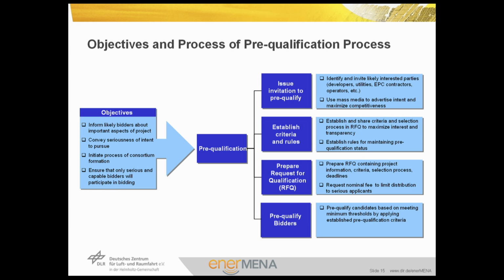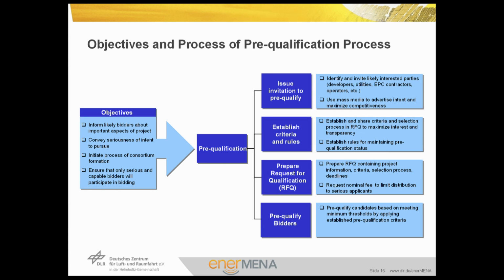So the objectives of the pre-qualification process are to inform likely bidders about important aspects of the project, to convey seriousness of intent to pursue, to initiate process of consortium formation, and to ensure that only serious and capable bidders will participate in the bidding. The steps are done normally by issuing of invitation to pre-qualify, here to identify and invite likely interested parties such as developers, utilities, EPC contractors, operators, etc. Mass media could be also used to advertise intent and maximize competitiveness.